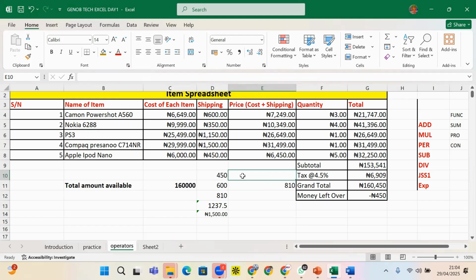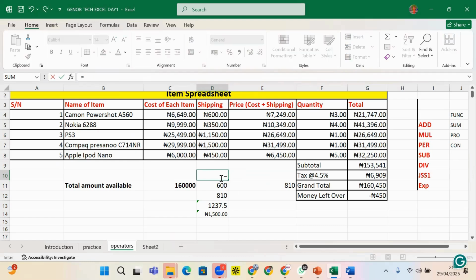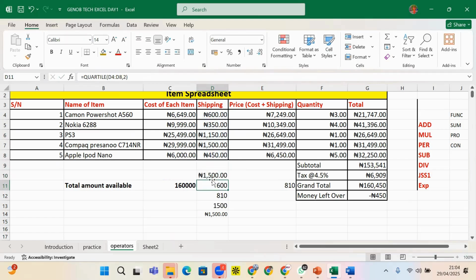To get the maximum, we say equal to max. Then we highlight the range of data that it should look at for the maximum. So it will check this range for us. Range of what? D4 to D8, and return the maximum number there for us. You can see this is the maximum number, right? Then if we want to look for, hello, it's like your network.